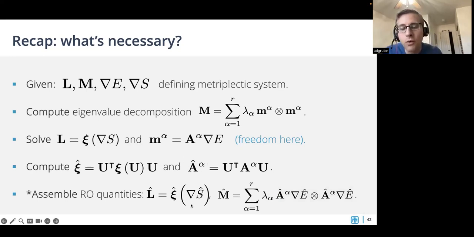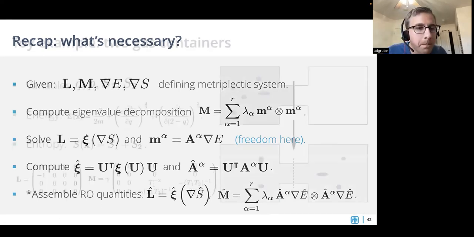And then when it comes time to build the ROM, you just assemble everything. Now you have all of the pieces that you need, so you just assemble it, and then you can apply the ROM to your problem.